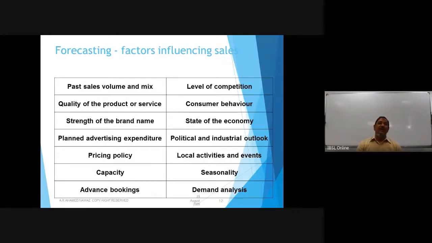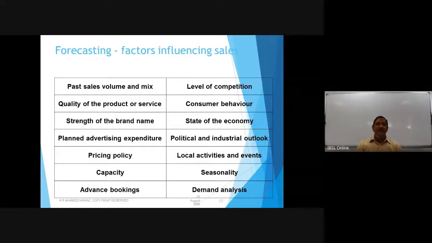Okay. The second one is the quality of the product or service. Today, most consumers look for quality. If it's a physical product, it is product quality. For a service, it is service quality, how they deliver the product. So it has a big impact on the business.